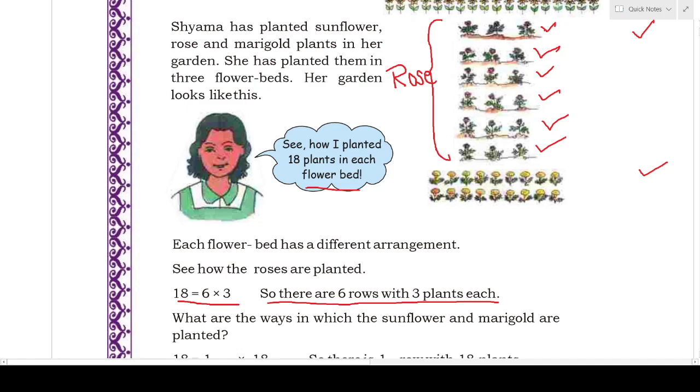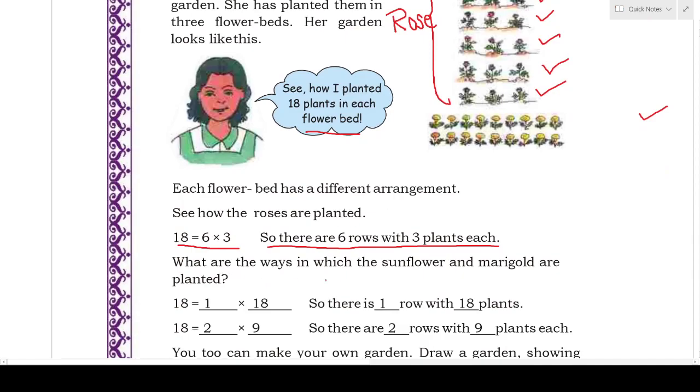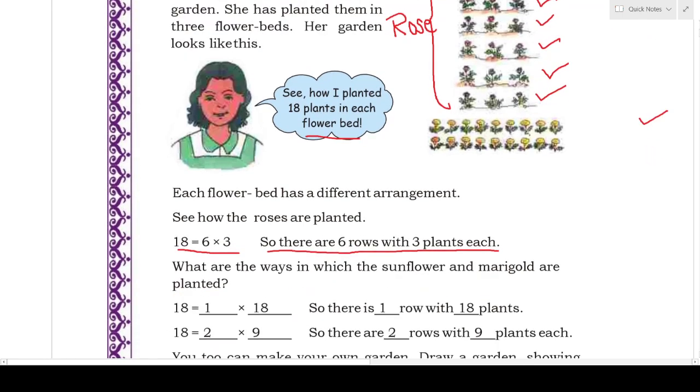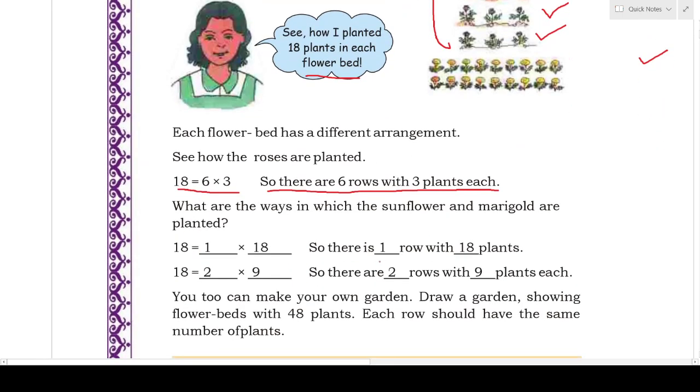Next you can see in what ways the sunflower and marigold are planted. Here you can see this one is sunflower plant, and only one row. In one row, how many sunflower plants are planted? 18 sunflower plants are planted. So there is one row with 18 plants.